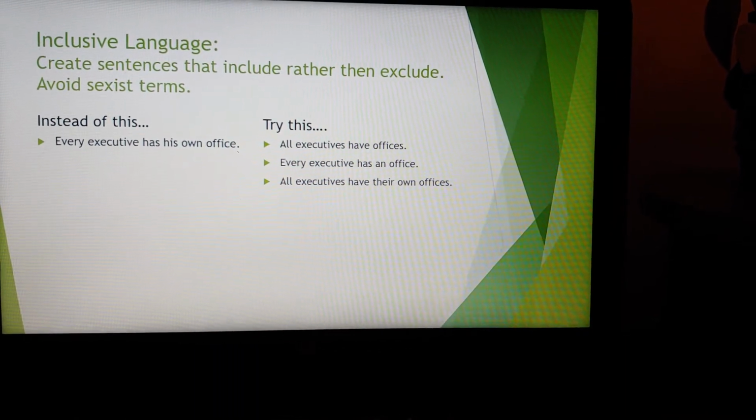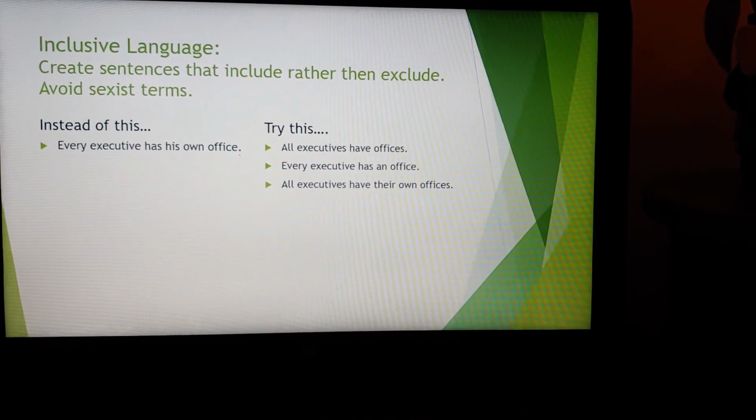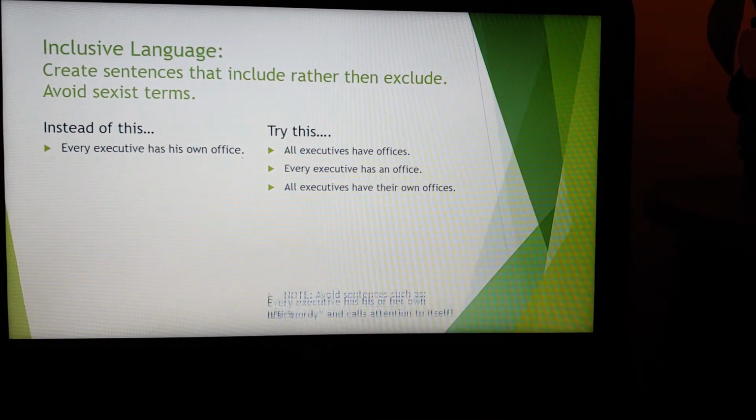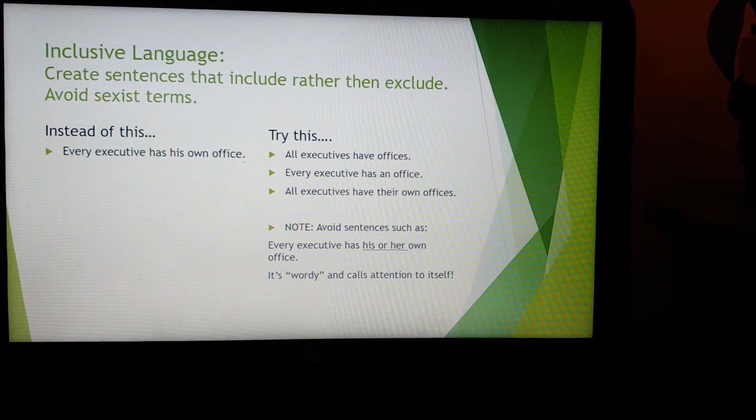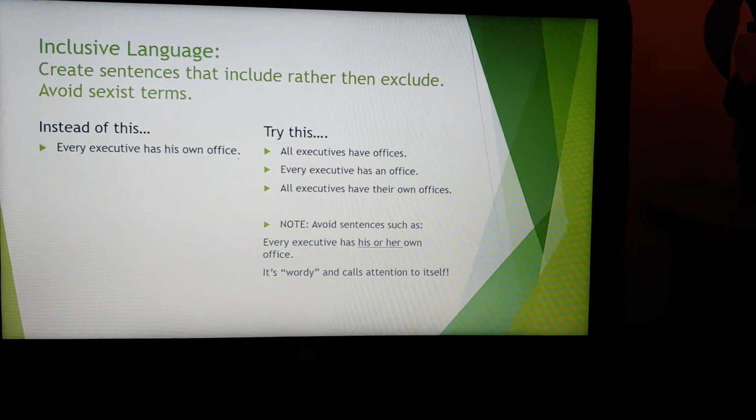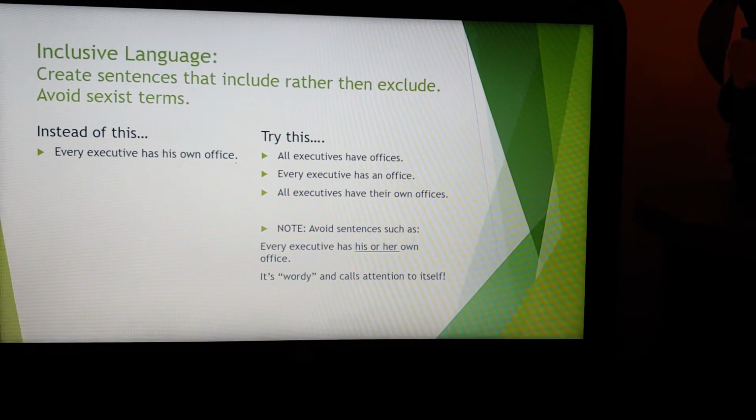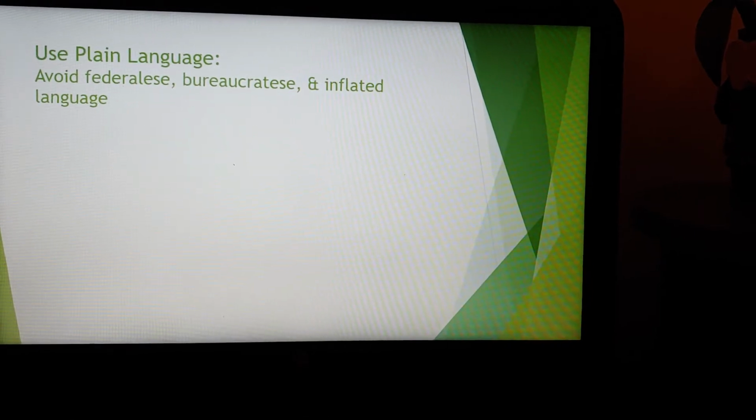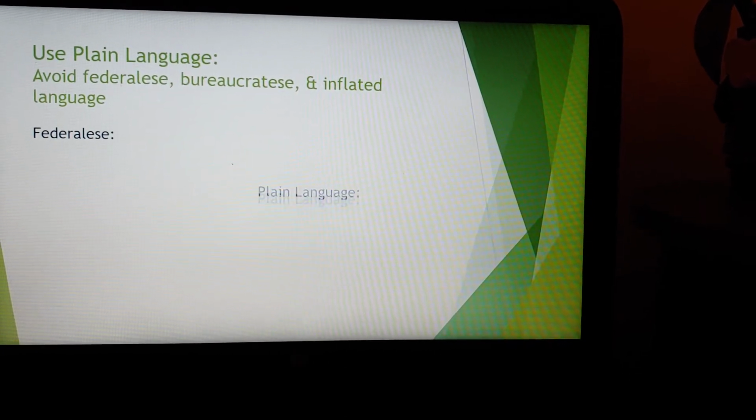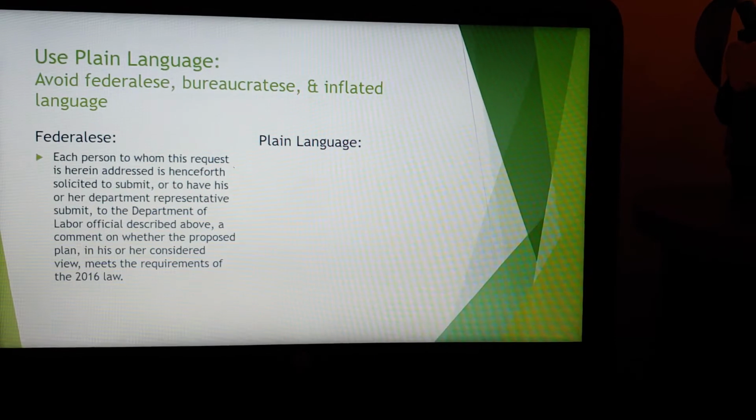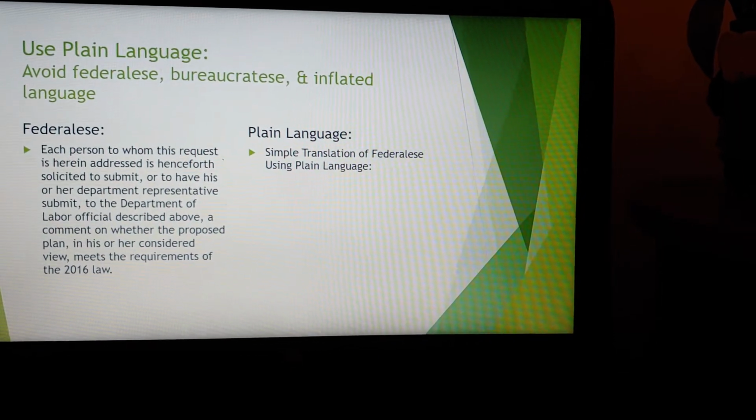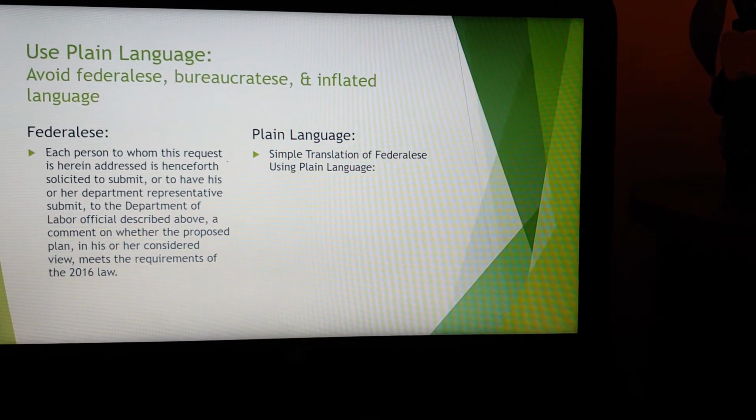Inclusive language. You want to try to avoid any kind of sexist terms. You want to avoid "his or her" as much as possible. It's kind of wordy and draws attention to itself. I'm going to use plain language rather than what we refer to as federalese. Lawyers often use federalese.